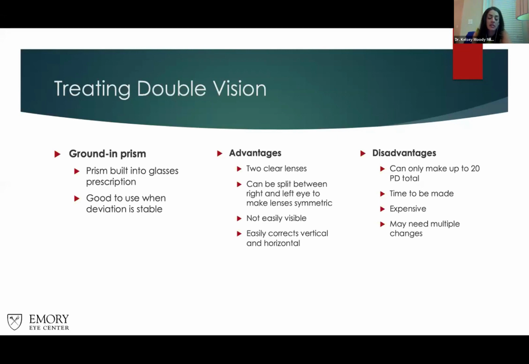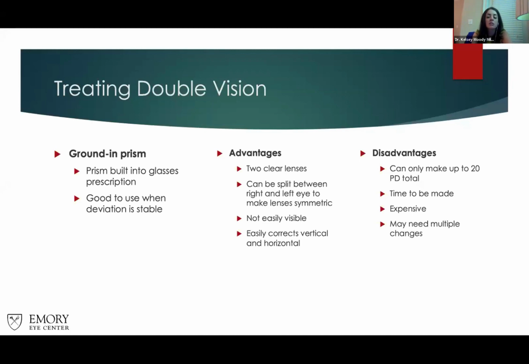Here, at least, it's typically about $10 per diopter of prism. And so if I'm putting 20 prism diopters in a glass, that's an extra $200 to the patient. Again, that's a rough estimate. Every optical obviously is going to be different, but it definitely adds a cost to the patient.